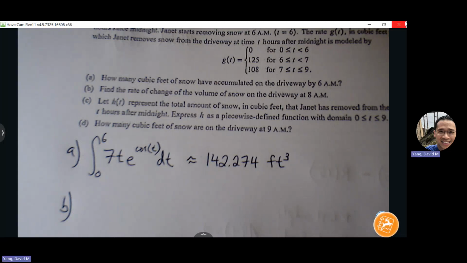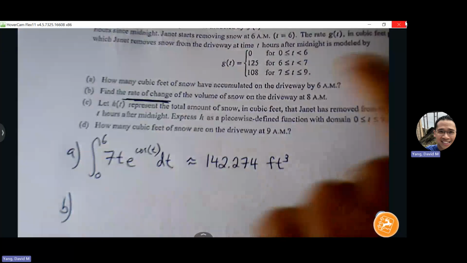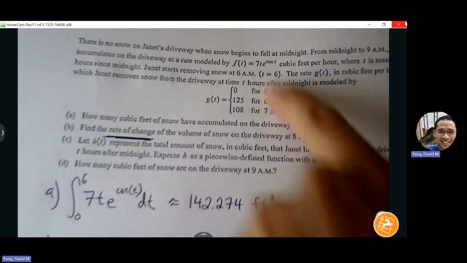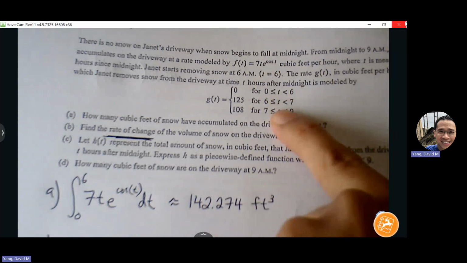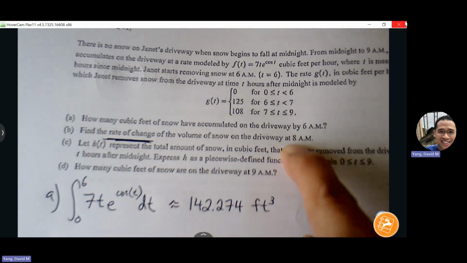Part B, find the rate of change of the volume of snow on the driveway at 8 a.m. So we're going to be dealing with rate of change, so we can leave it in terms of F and G. There's no need to adjust it, because this is already in cubic feet per hour. This is also cubic feet per hour. So we just have to compare at 8 a.m.